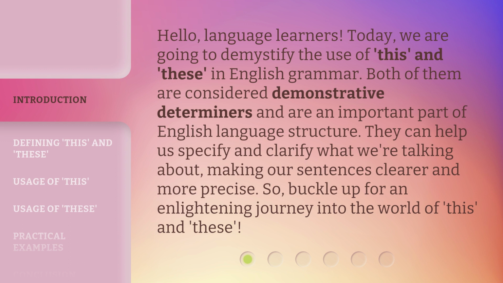Both of them are considered demonstrative determiners and are an important part of English language structure. They can help us specify and clarify what we're talking about, making our sentences clearer and more precise. So, buckle up for an enlightening journey into the world of this and these.